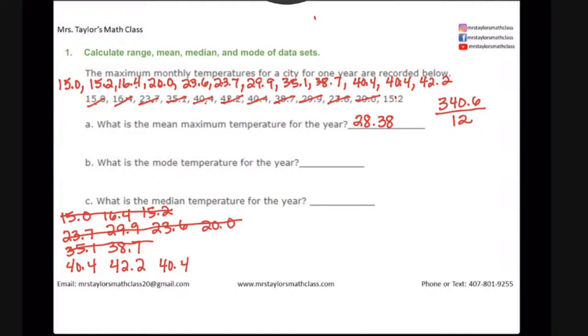Okay, so let's calculate the mode. The mode is the number that occurs the most. In this case, we only have one number that does that, and that's the 40.4.